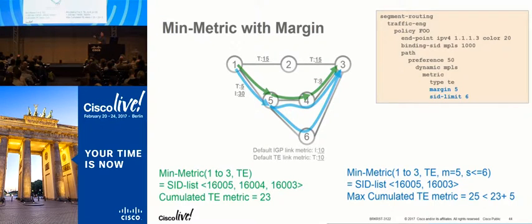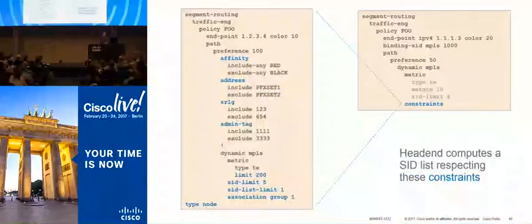I'm using fewer labels. So what this algorithm is doing is allowing you to minimize on IGP metric, TE metric, latency metric, with or without a margin, with or without a limit on the maximum number of labels you want to use. Okay? And there are different use cases depending on how you want to do this.